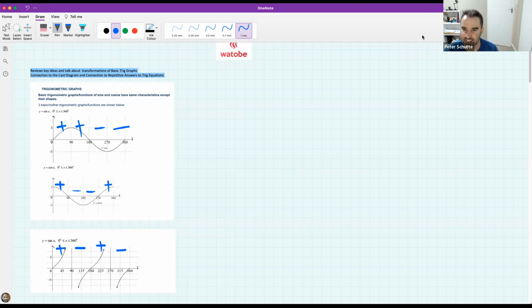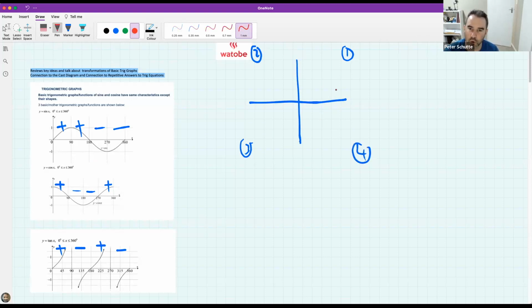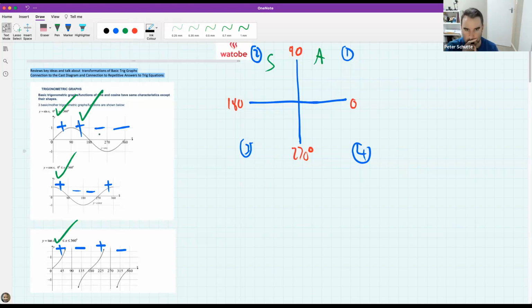Yes, Lomelo, it is the CAST diagram. Exactly, the Cartesian plane, where we think of the different quadrants, so quadrants 1 to 4, and we think of our angles being 0, 90, 180, 270, or we could go the other direction. We think that all the functions are positive in this quadrant. And you can actually see this in the graph. And then in quadrant 2, only sine is positive. And you can see that there.